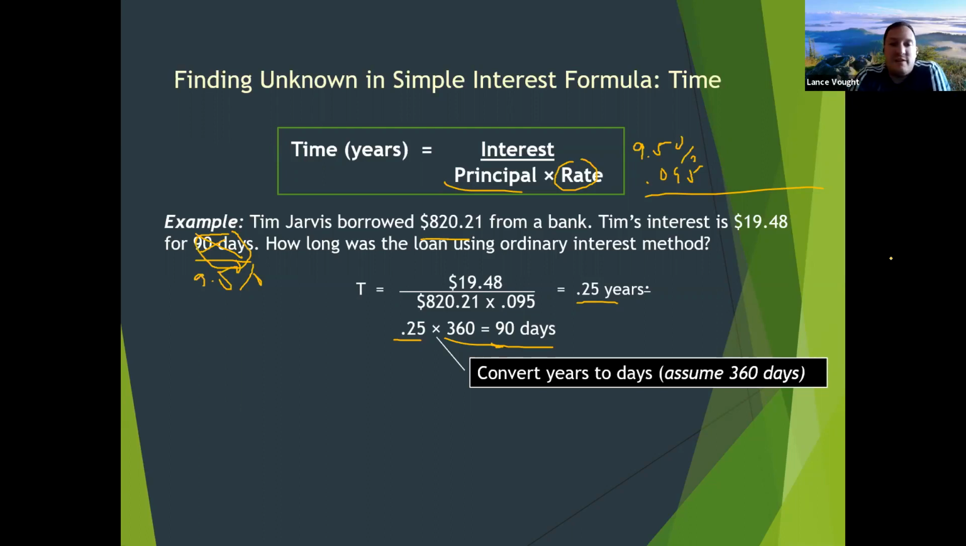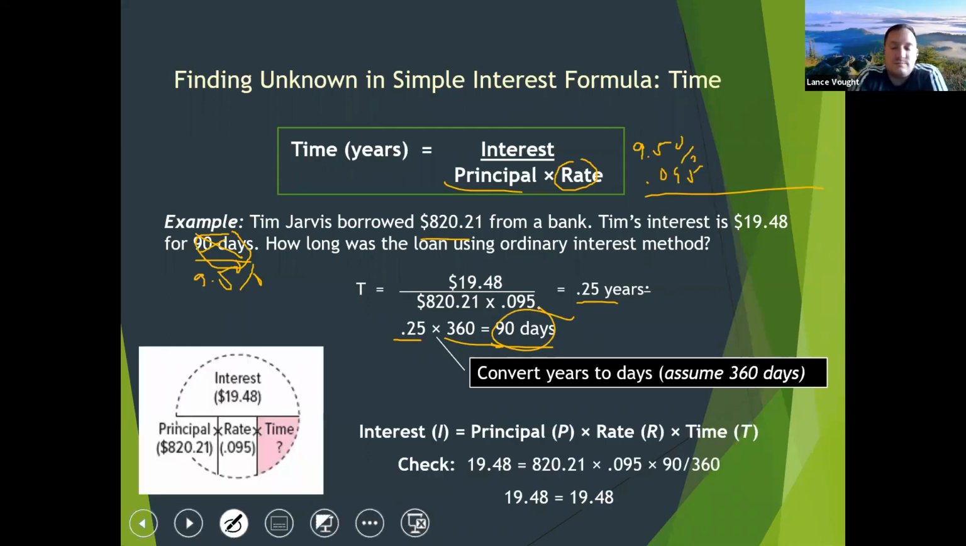So any questions about how to calculate that? I apologize for the example being written poorly. It should read that Tim's interest is 1948 and his interest rate is 9.5%. And then how long was the loan using the ordinary interest method in years? It's 0.25 years. If you want to convert it to days using the ordinary method, then it's 0.25 times 360, which is 90 days, which is what we've gotten all along. So any questions, concerns about this?